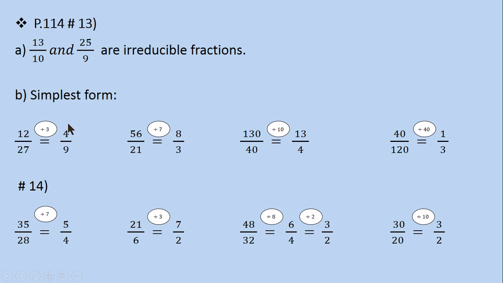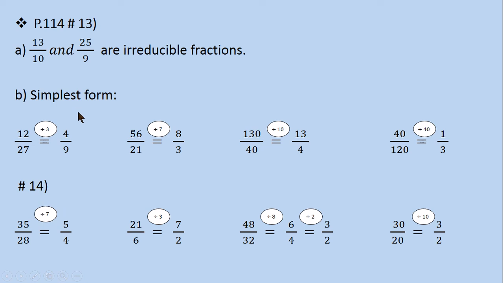Now the rest of the fractions, we need to put them in the simplest form. That is, we divide until we find the irreducible fraction. Like 12 over 27, divide both by 3, we get 4 over 9. 4 over 9 is the irreducible fraction. And keep on. In number 14, they are asking us also to write the simplest form.